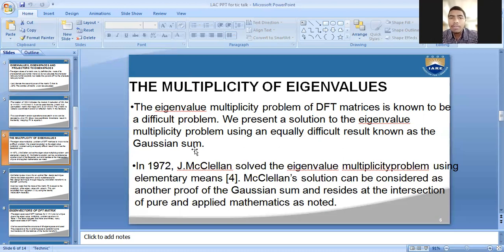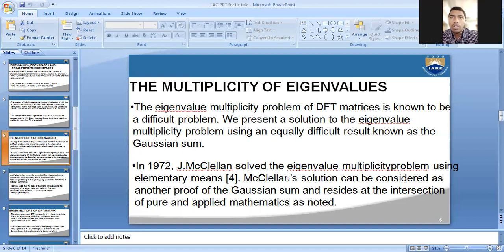This means the eigenvalue multiplicity problems in DFT matrices are known to be difficult and are well known to everyone. We present a solution to the eigenvalue multiplicity problem using an equally difficult result, known as the Gaussian sum.